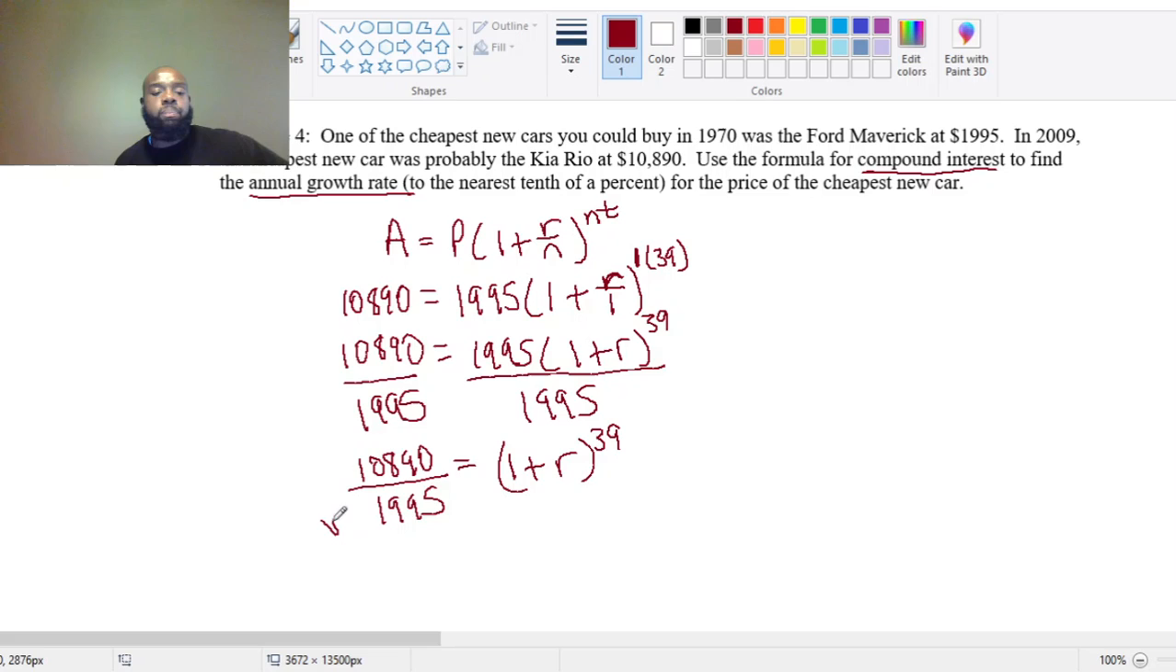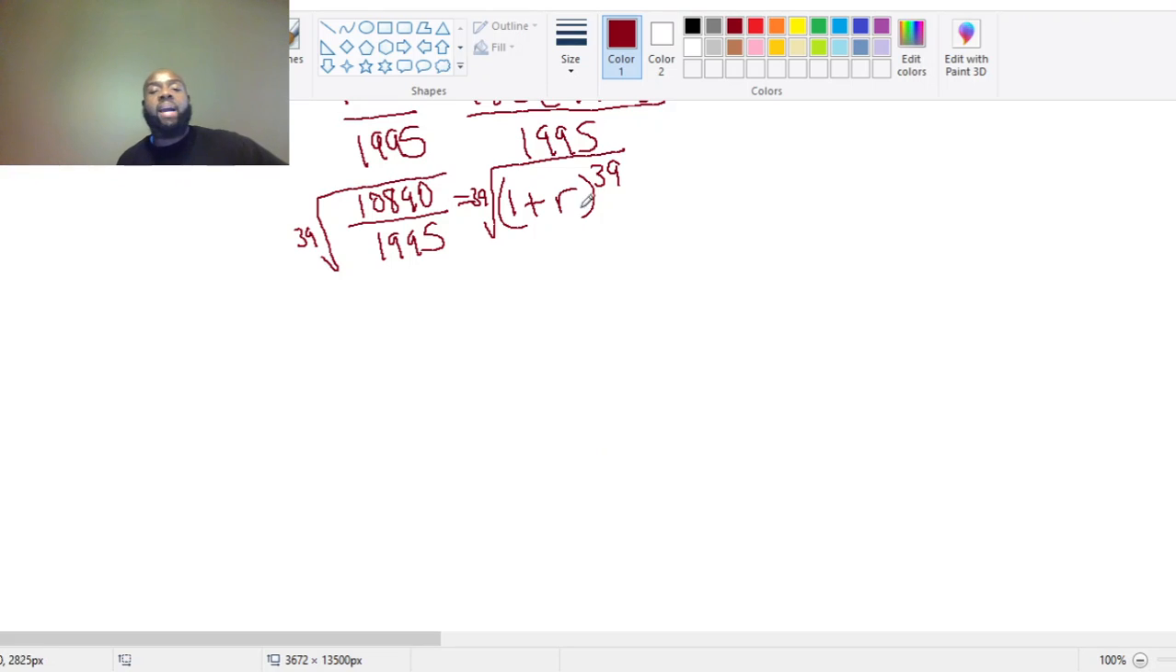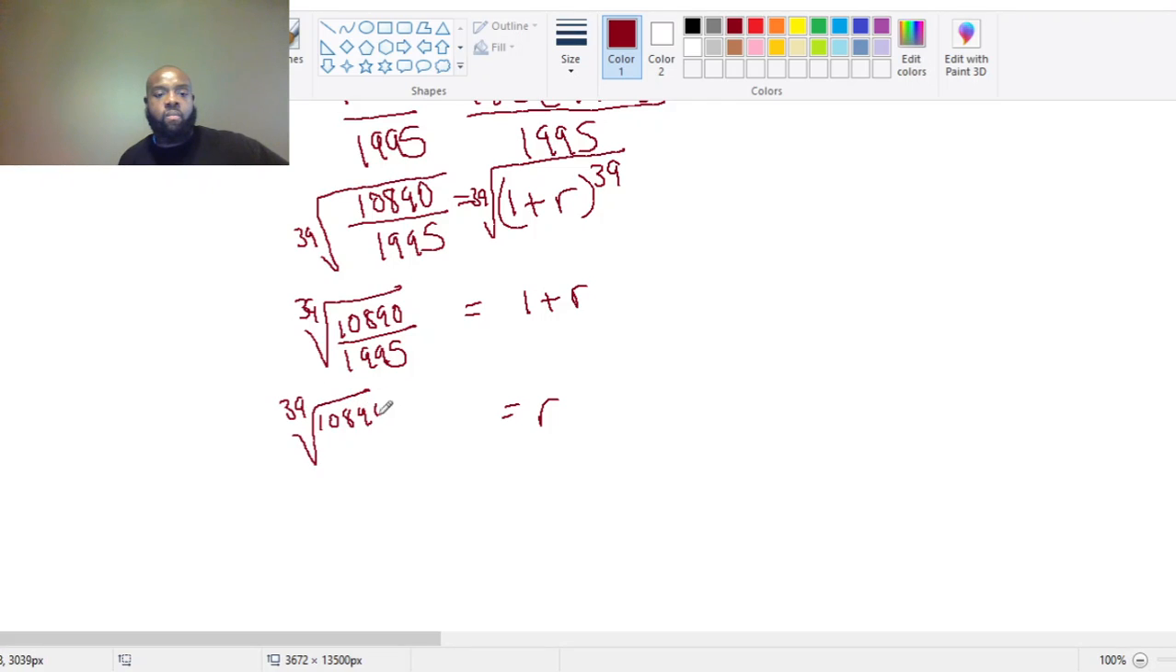And so I take the 39th root, and I'll have my interest rate here, or 1 plus my interest rate. Which means my interest rate is this number minus 1. And so I'm going to show you how you can put that in your calculator.